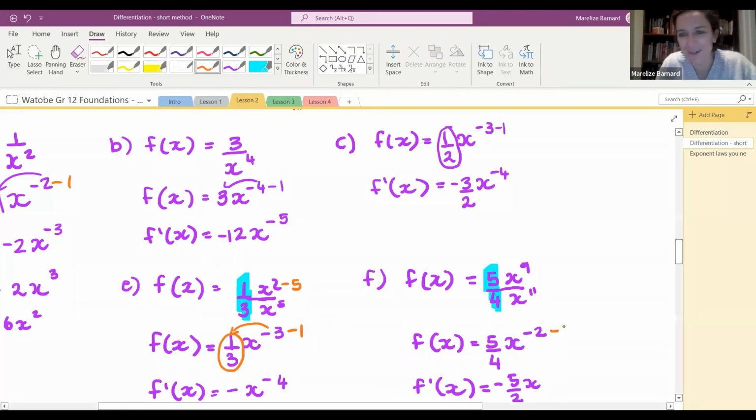So subtract 1. x to the power of minus 3. Yay! I see lots of good answers here. Well done, everybody. Excellent. Well done for persevering through that.